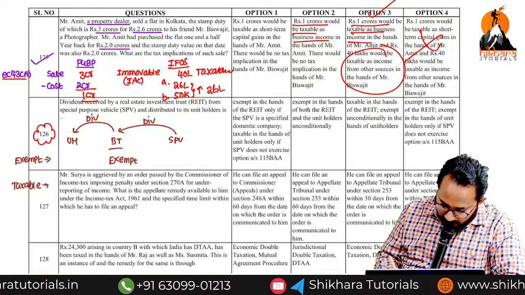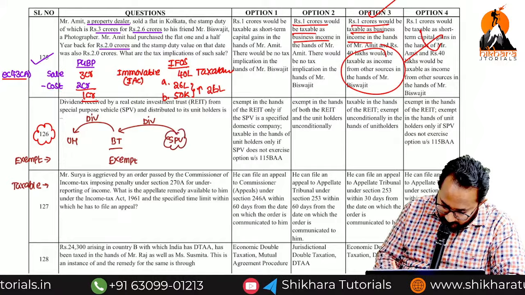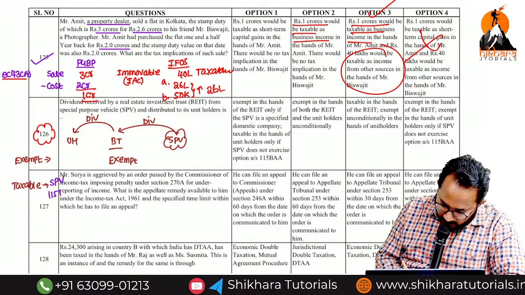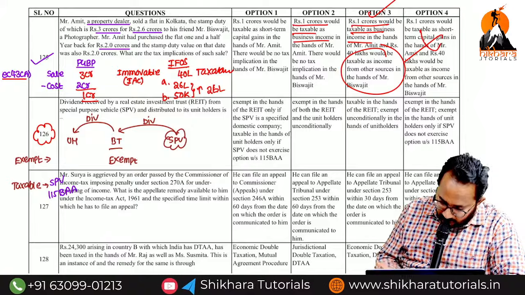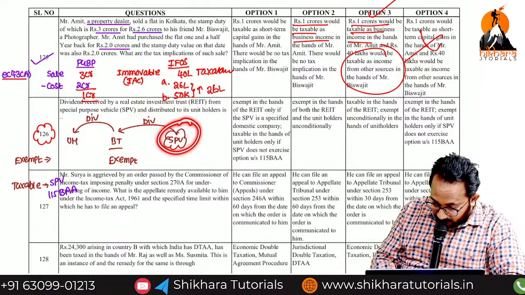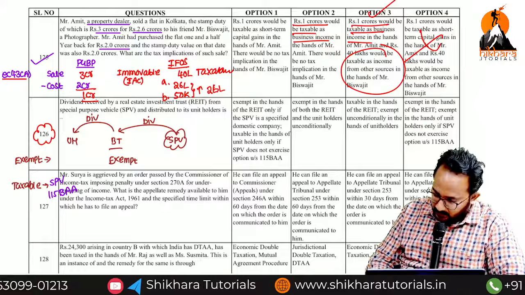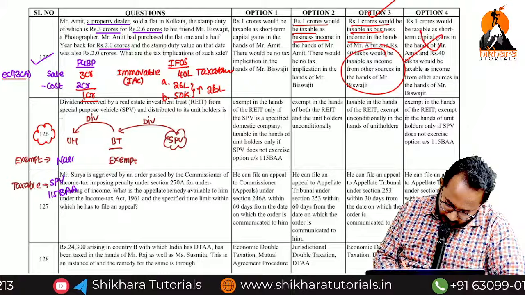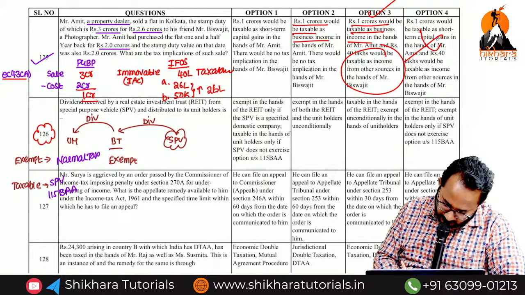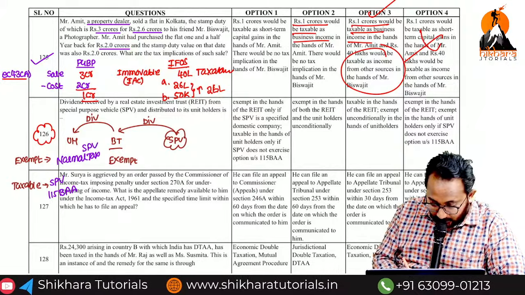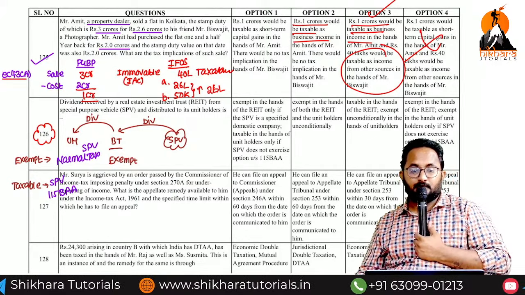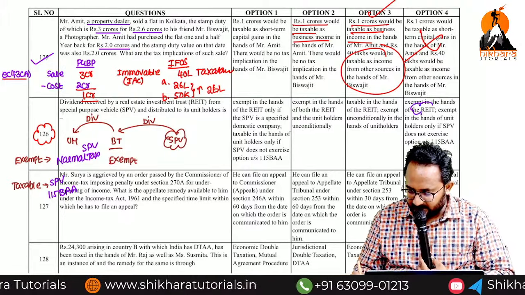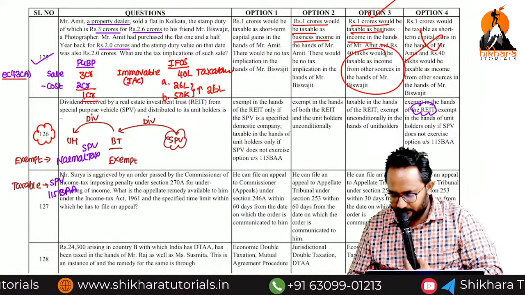Ma'am, if the SPV opted for section 115BAA, can you tell me whether it is taxable? If the SPV opted for the normal tax rates, in the hands of unit holders the dividend amount is exempt. Remember, they are clearly saying it is exempt in the hands of the business trust, REIT, Real Estate Investment Trust.